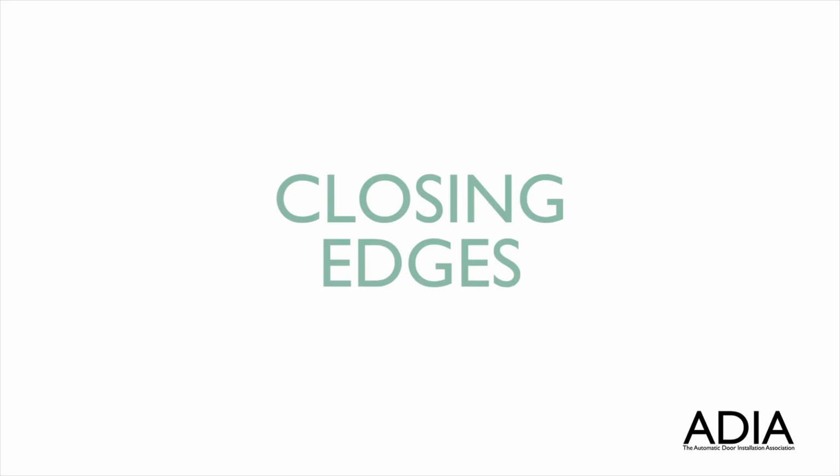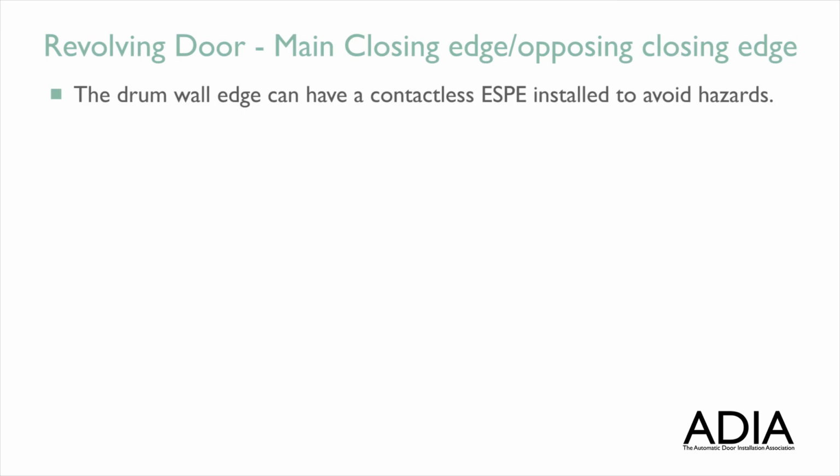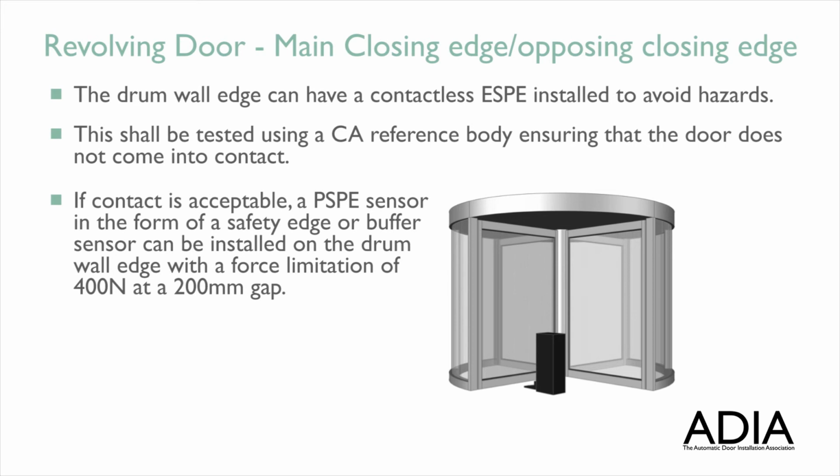Closing edges. Main closing edge and opposing closing edge. The drum wall edge can have a contactless ESPE installed to avoid hazard. This shall be tested using a CA reference body, ensuring that the door does not come into contact. If contact is acceptable, a PSPE sensor in the form of a safety edge or buffer sensor can be installed on the drum wall edge with a force limitation of 400 newtons at a 200 mm gap.